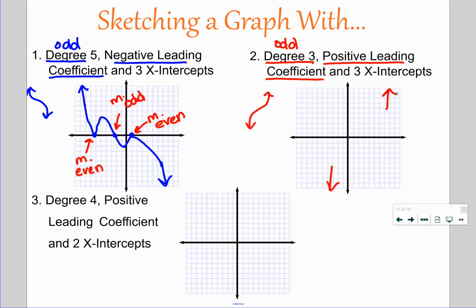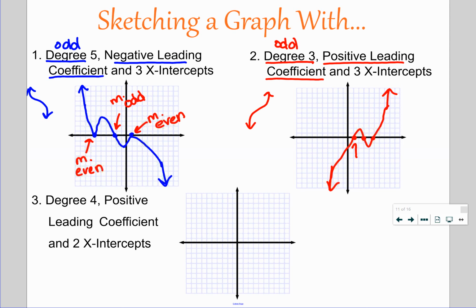Between those ends, I need to have 3 x-intercepts. So maybe I'll do here, here, and here. Again, it can be anywhere. Right now, we don't have any more specific information than that. I need to connect these in a way that ensures that I can get from one to the other here. So I need to go 1, 2, 3, something like that would work. And that would ensure that I have a degree 3 polynomial with 3 x-intercepts.